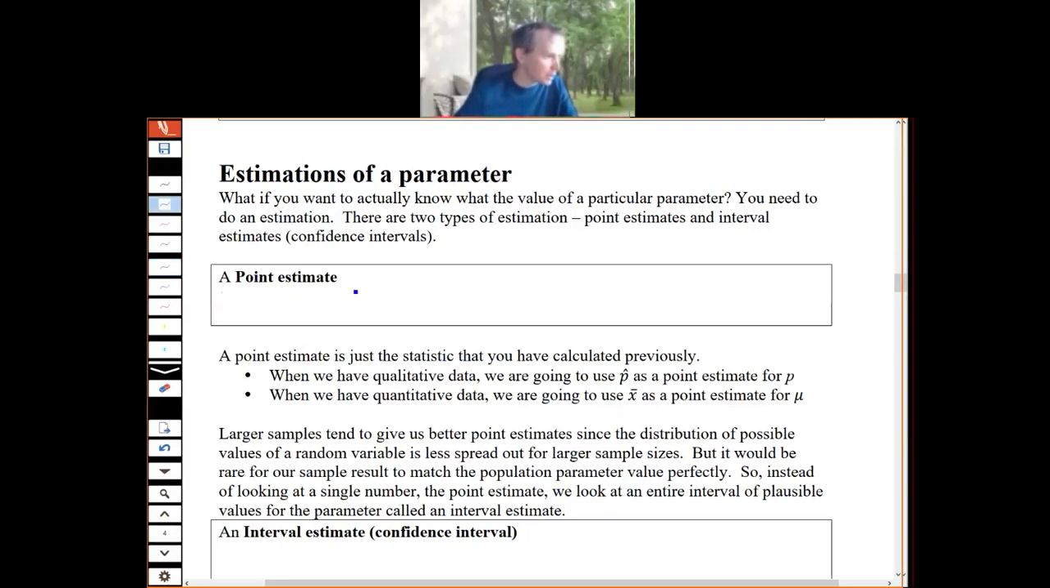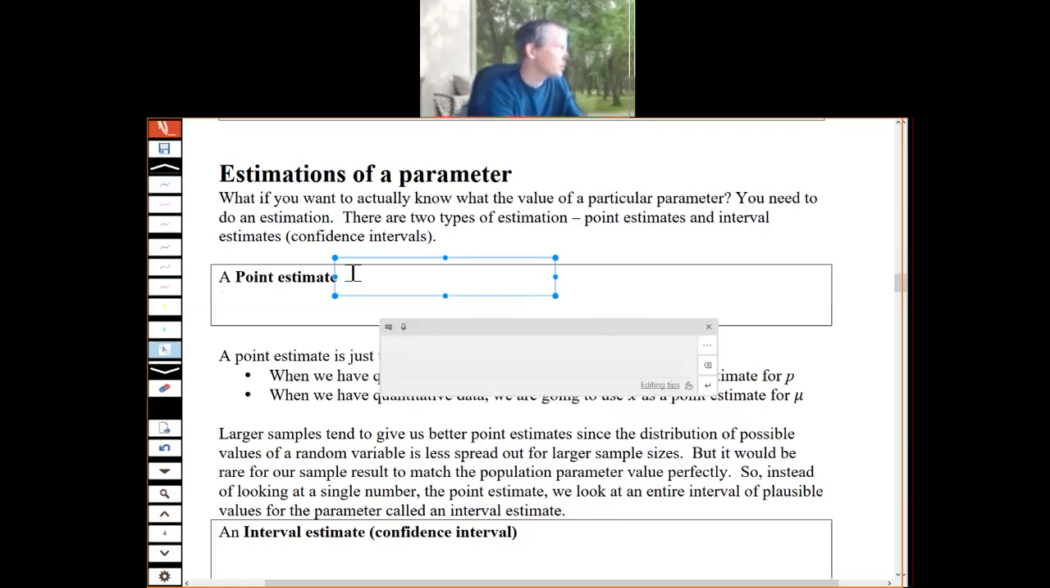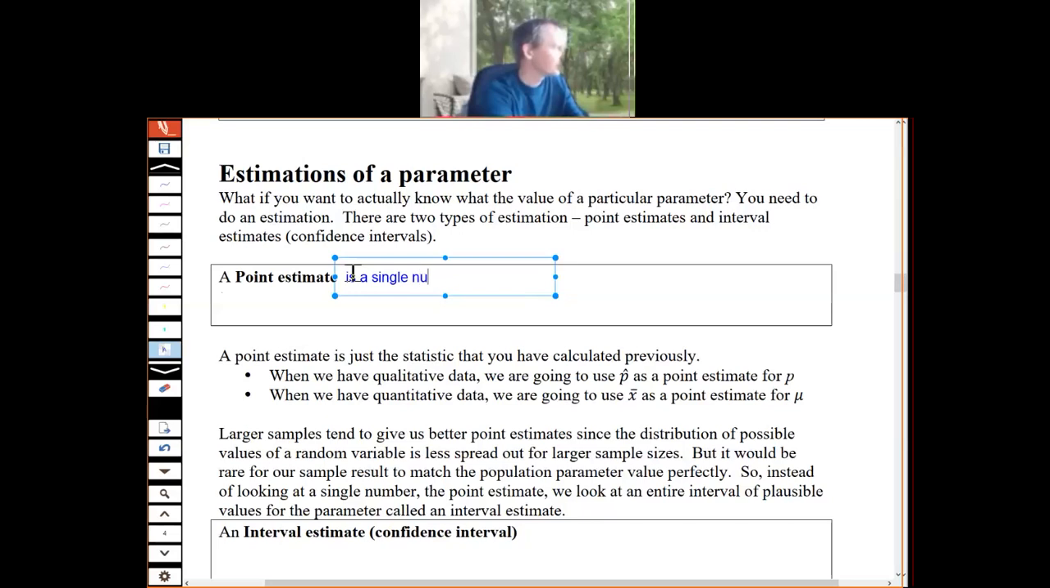The first term, a point estimate. A point estimate is a single number. I think I'm going to type this out. A point estimate is a single number computed from sample data used to estimate a parameter. This looks like a very complicated definition. To explain it simply, examples of point estimates would be like the average.